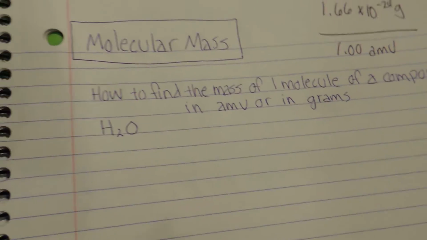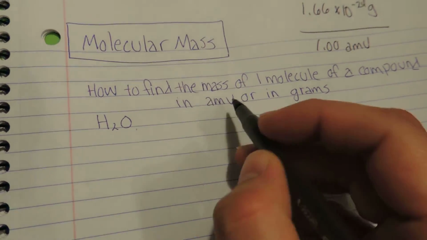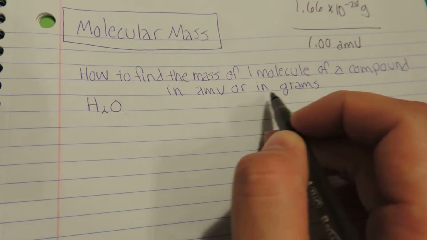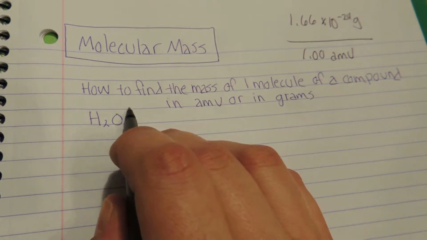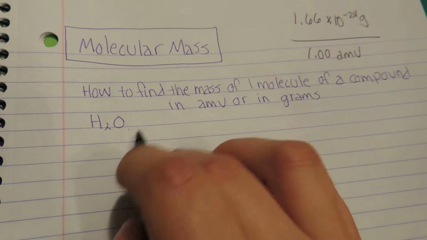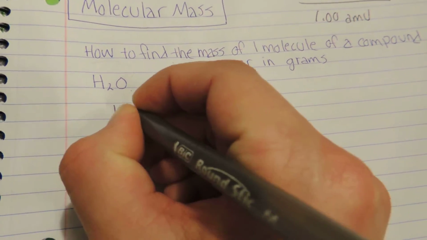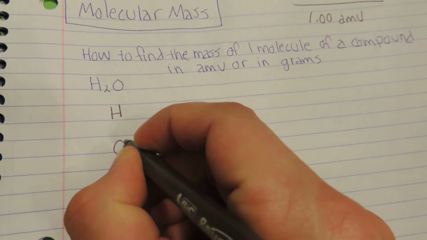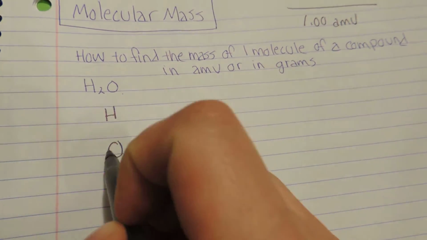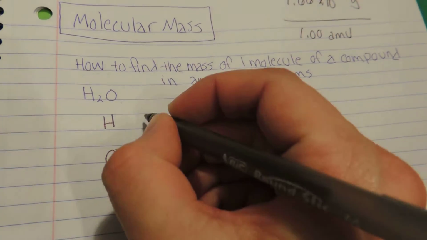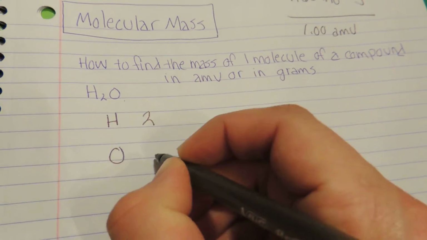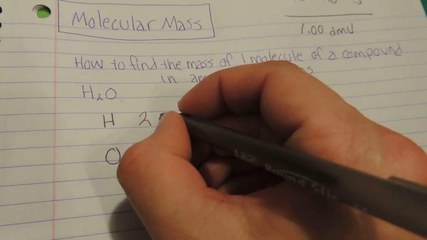Okay, so for instance, if I had water, H2O, and I wanted to find its mass in AMU or in grams, what we're going to do is add up the mass of everything in water. Okay, if it helps you, you can make a little chart. All right, first list your elements that you have in the compound. Well, we have H and we have O. Then list how many of each you have. Well, we have 2 H's and 1 O.